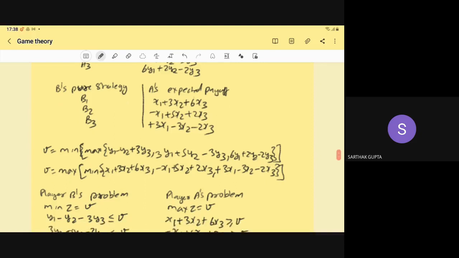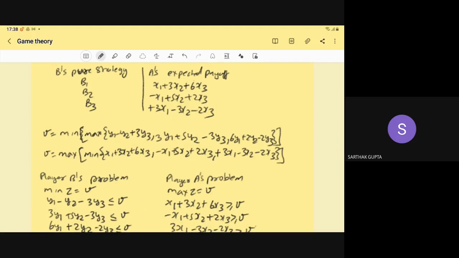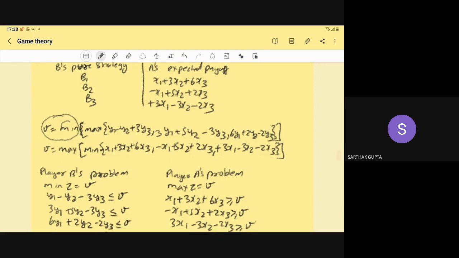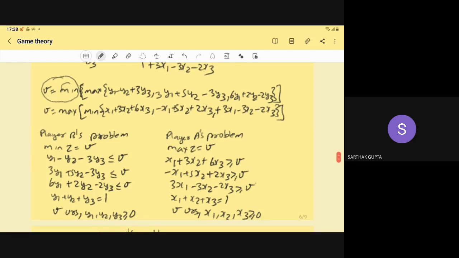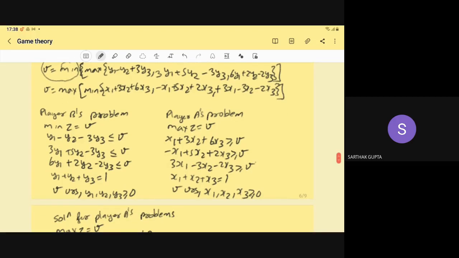First we write the player B problem. We are minimizing v, so minimize z equal to v. What is v? v is the max of these three, which means v is greater than or equal to all these three. So we write y1 minus y2 plus 3y3 less than or equal to v; 3y1 plus 5y2 minus 3y3 less than or equal to v; 6y1 plus 2y2 minus 2y3 less than or equal to v. And since it is a probability, we write y1 plus y2 plus y3 is equal to 1, v is unrestricted in sign, and y1, y2, y3 greater than or equal to 0.